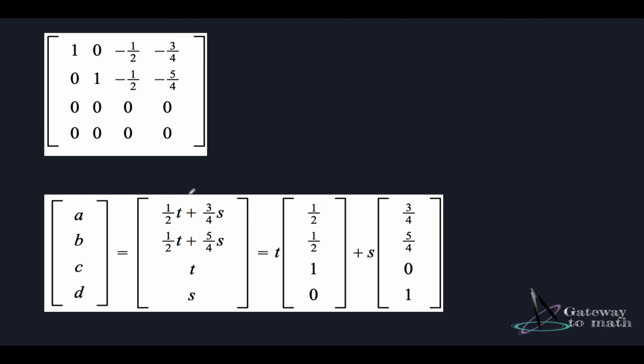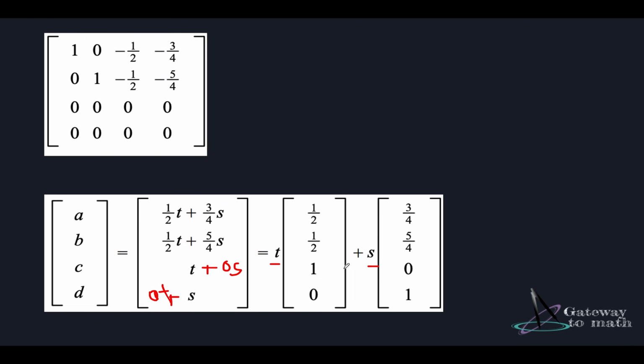So let's just take out all the values here. We have 0s for simpler representation, and we have here a 0t. So let's represent t and s in the form of individual matrices. So this becomes half, half, 1 and 0, and t is out, plus s, 3 by 4, 5 by 4, 0 and 1 respectively. Now we need to replace the values of t and s such that we get integer values after adding the matrices together.